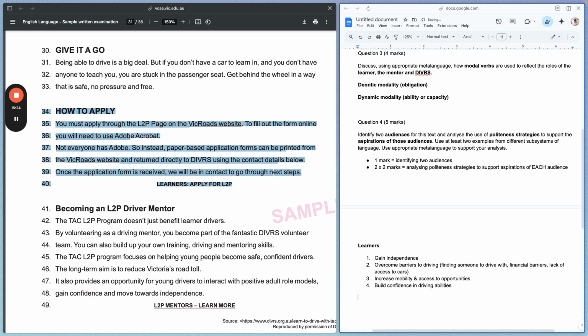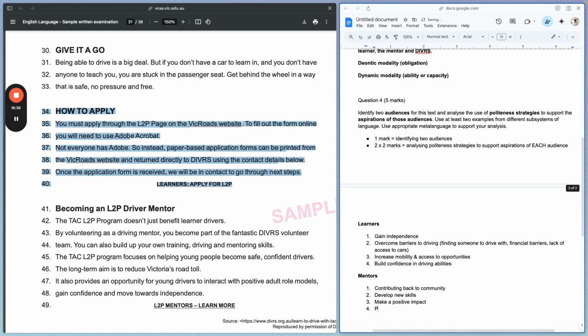Whereas for the mentors, it could be stuff like contributing back to community. It could be to develop new skills, make a positive impact, or even personal growth and self-fulfillment. These are all things that mentors want to achieve, right? So these are the driving forces behind learners and mentors' involvement within the L2P program.